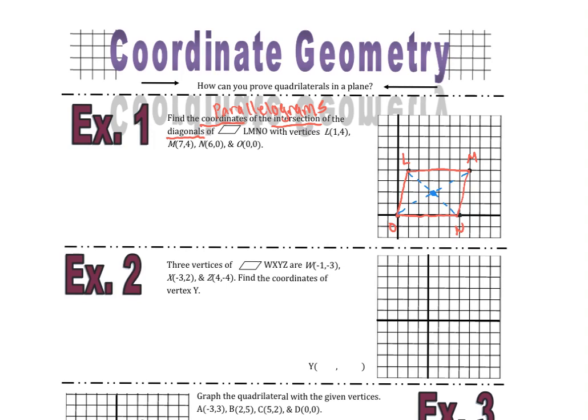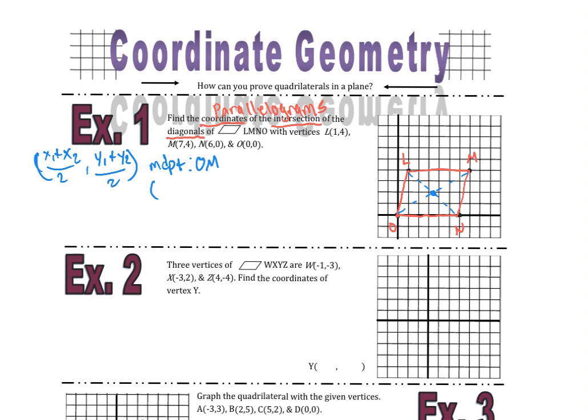So really, all we need to do here is use our midpoint formula. Let's write that down because I know it's been a while since we've used it. So it's (x1 plus x2 over 2, y1 plus y2 over 2). And we're going to use this. Technically, you only have to do this once, but in order to check your answer, it's probably good to do it twice. I'll do the first diagonal I drew, which was O to M. So the midpoint for OM.